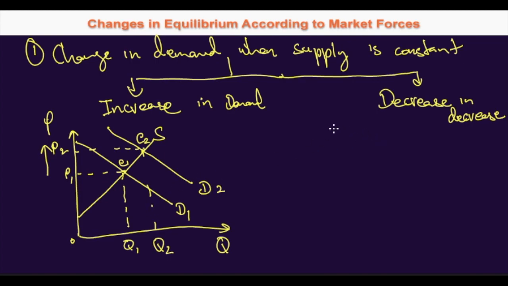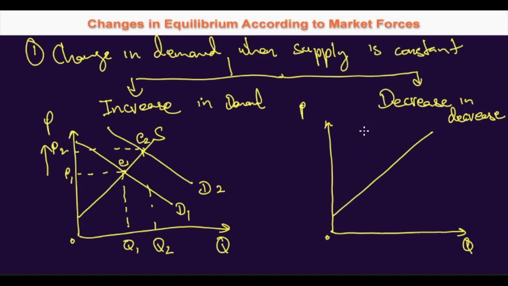So the opposite is true for the decrease in demand. Let's draw for that one. Price, quantity, 0, supply will remain constant, and this is D1, S. So when there's a decrease in demand, the demand curve is going to shift to the left. So this will be D2.